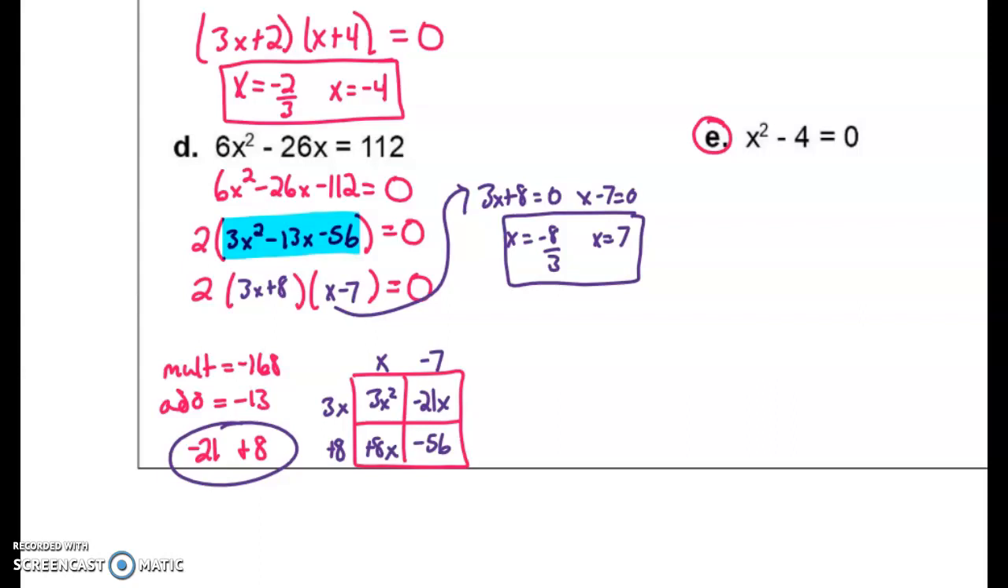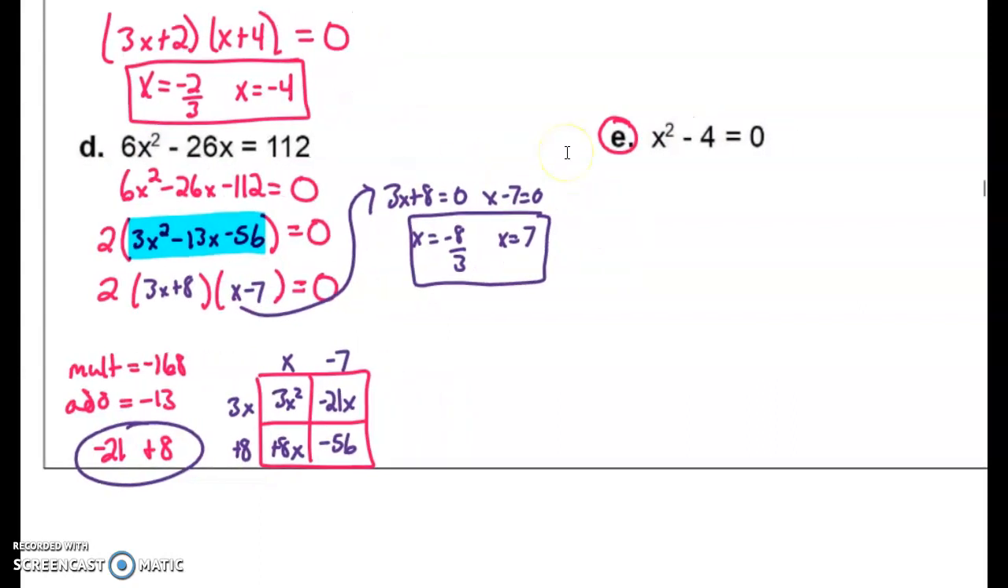All right, I wanted to point out E because E is difference of squares. So a quick refresher, difference of squares was if you have two things, it really can be done if they're not perfect squares, but it's nicer if they are. So if you have two perfect squares that are being subtracted, that's difference of squares. And so they can factor by taking the square root of each term and using a plus and a minus.